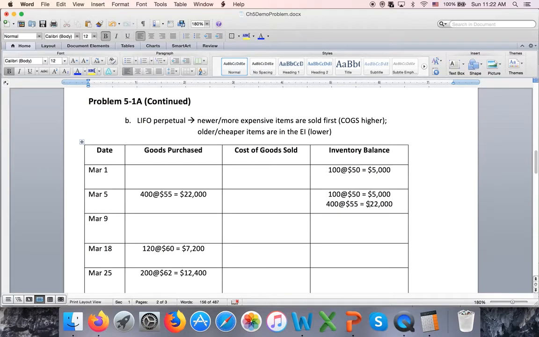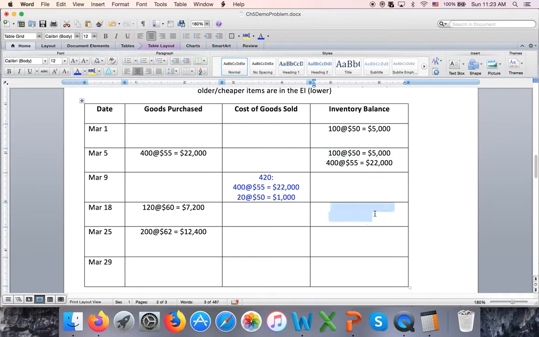Okay, same idea, same layers. March 9th, we're selling 420 items. Which items? Start from the bottom, right? So under FIFO, we started with $50 items. Under LIFO, we're going to start with the $55 items. So we're going to sell all of this layer, and then out of the older items, we're just going to sell 20. By the way, under LIFO, your oldest layer never gets completely sold unless you sell everything. Okay, I buy another layer.